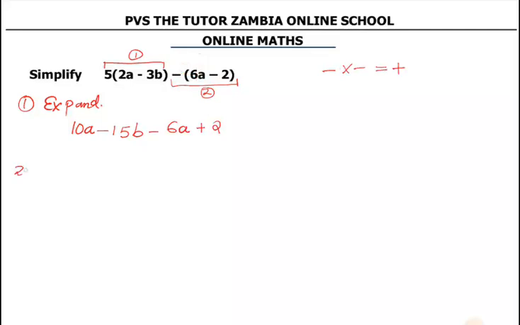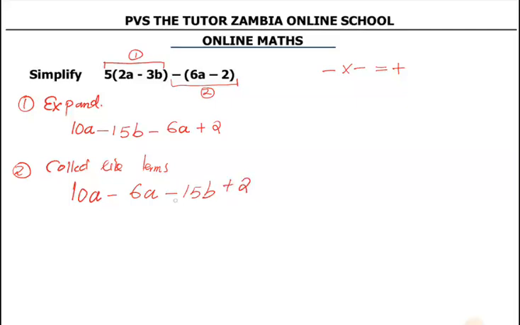Then in our stage 2, we are going to do what? To collect like terms. We are going to collect like terms. So like terms are terms having the same variable. So we have 10a. Which one has got a? Negative 6a. Then you have 15b, but we don't have another term having b. We can just put it at the end there, as these cannot be added nor subtracted.